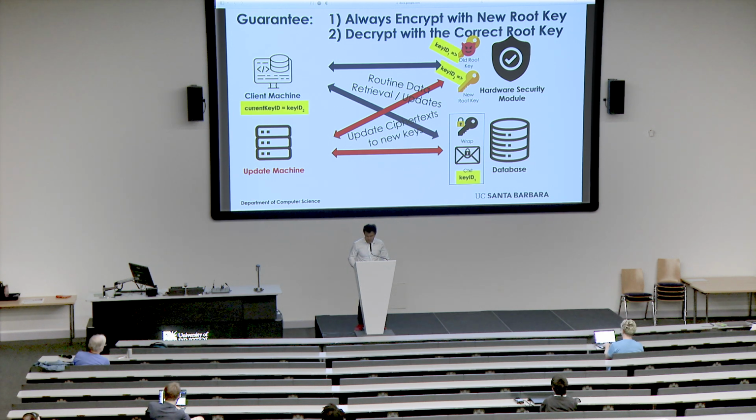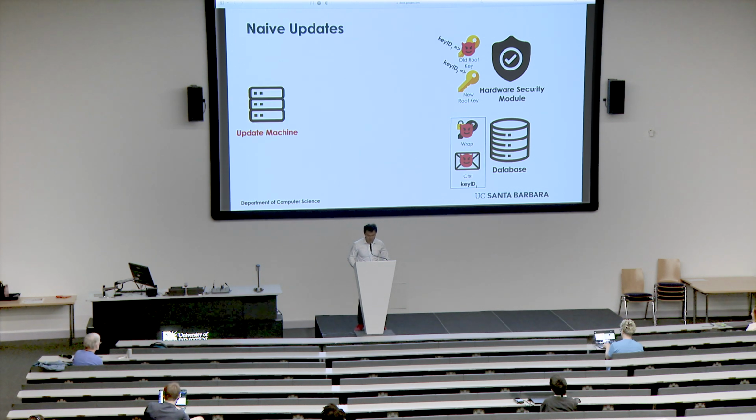We solve this by simply associating key IDs to each key in ciphertext and having the update machine communicate with clients and the database on the new root key ID. So client machines only encrypt with the new root key, and the database only accepts ciphertext encrypted by the new root key. To naively perform key rotation for a ciphertext, the update machine essentially decrypts the ciphertext and re-encrypts it with a new data key and new root key.